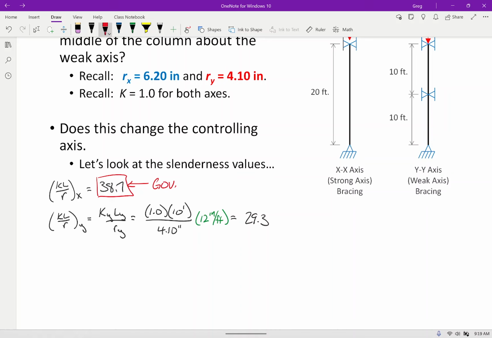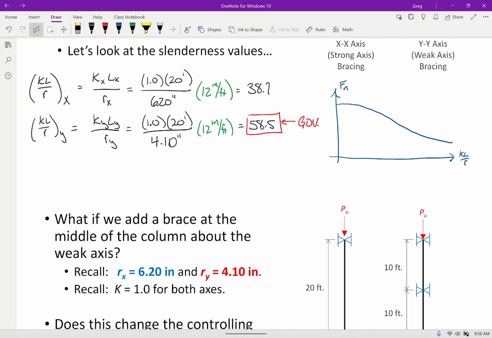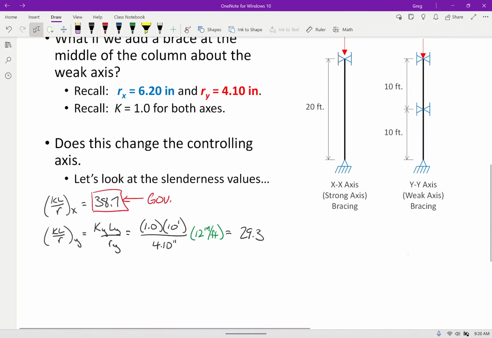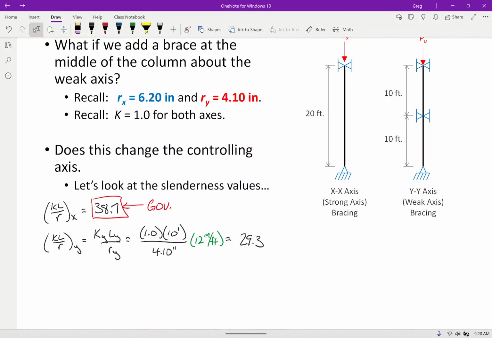Now, why are you saying yes? Well, here's how I would say it. Without that brace, the governing slenderness was 58.5. We throw the brace in, the governing slenderness is now 38.7. So by throwing that brace in, we drop the governing slenderness, which is going to up the capacity. Make sense?